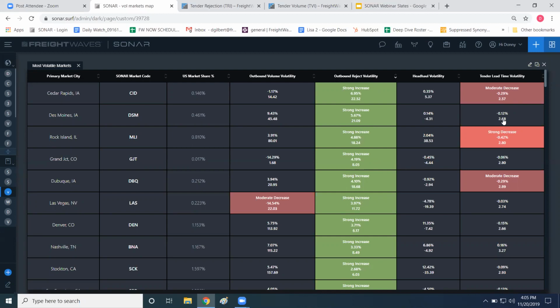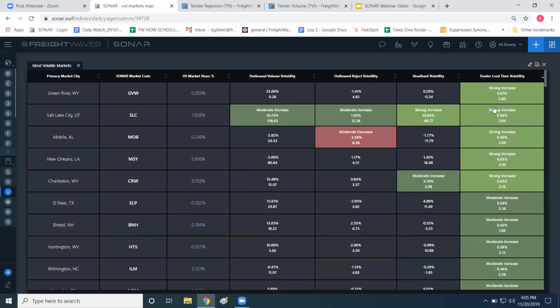So when you see them climbing up, let's look at a few of them. You see a strong increase pushing up to 2.8 days or even to 3.5 days. This is normally a reaction that shippers are seeing issues with capacity. So they're booking their loads sooner to ensure that they're going to have a truck to pick up their load. So it's always good to see if tender rejection rates or tender lead times are increasing. It could be a signal that rates are pushing up in the market as well.